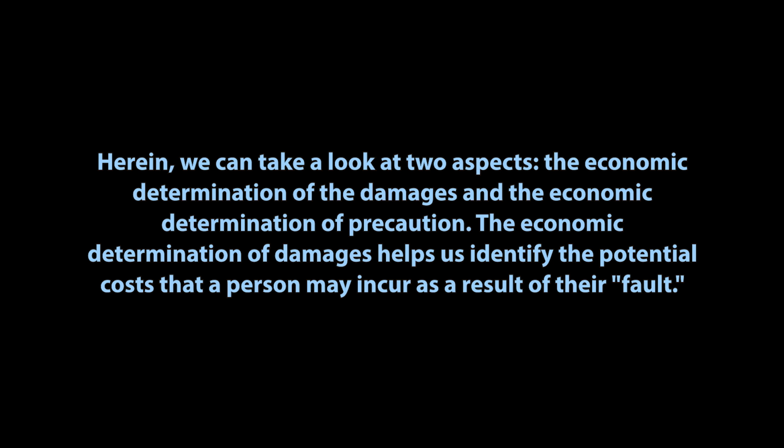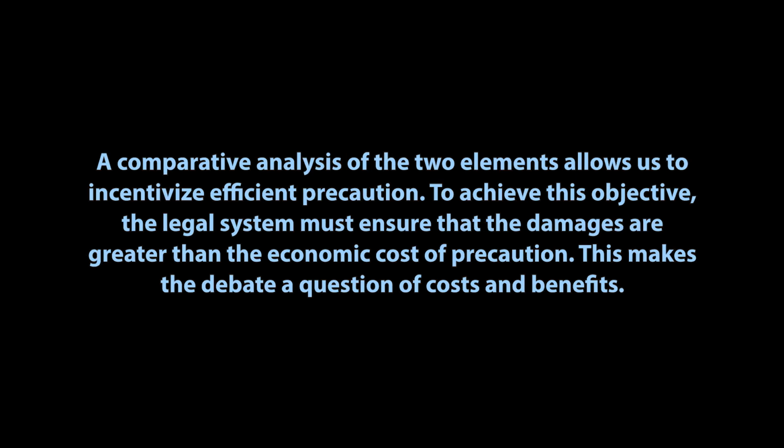Herein, we can take a look at two aspects: the economic determination of the damages and the economic determination of precaution. The economic determination of damages helps us identify the potential cost that a person may incur as a result of their fault. A comparative analysis of the two elements allows us to incentivize efficient precaution. To achieve this objective, the legal system must ensure that the damages are greater than the economic cost of precaution. This makes the debate a question of costs and benefits.